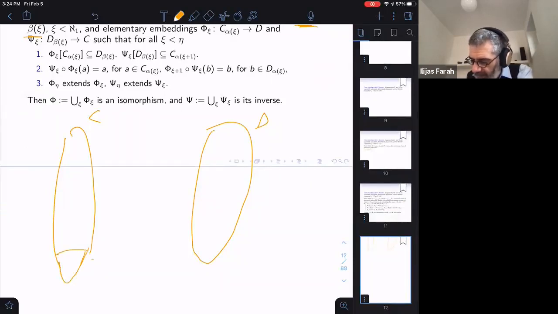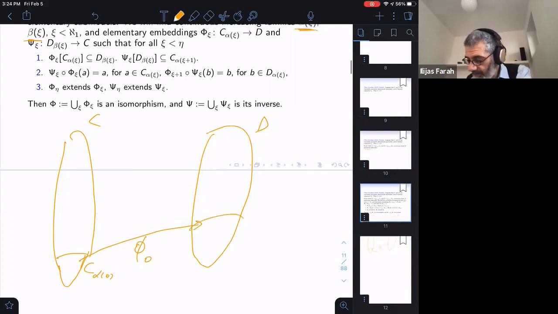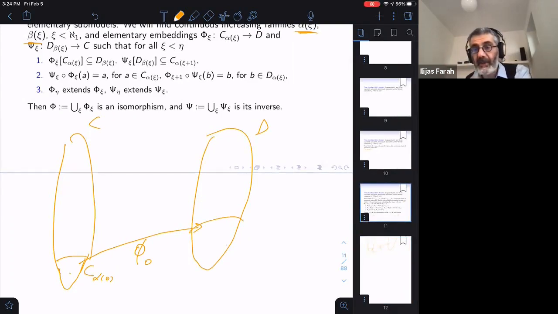So we had a similar statement before in the last class, but we are going to a subsequence of subsequences of this filtration. So we have C alpha zero, and we define phi zero from there into something. So the image of C alpha zero will be a separable elementary submodel of D. And because D is the union of that chain, there is going to be a big enough index beta zero in this chain, so that phi zero of C alpha zero is a subalgebra of that.